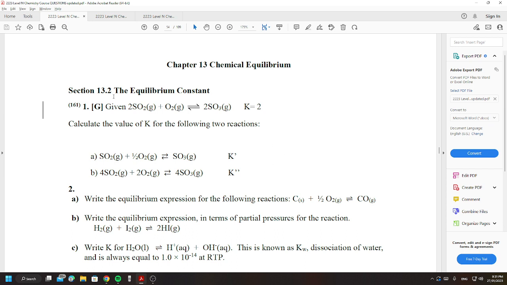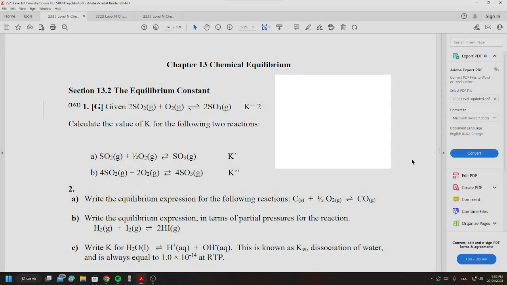Okay, so chapter 13 is all about chemical equilibriums, and we've done this stuff last year. It's very, very easy and self-explanatory. You have to understand the topic, and then they're going to ask you in various ways how to apply the understood topic. So, chemical equilibrium. First question. Given 2SO2 plus O2 to give 2SO3, and the K equilibrium here is 2. Calculate the value of K for the following two reactions.